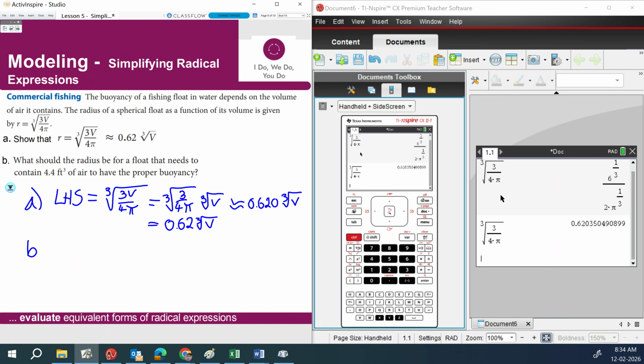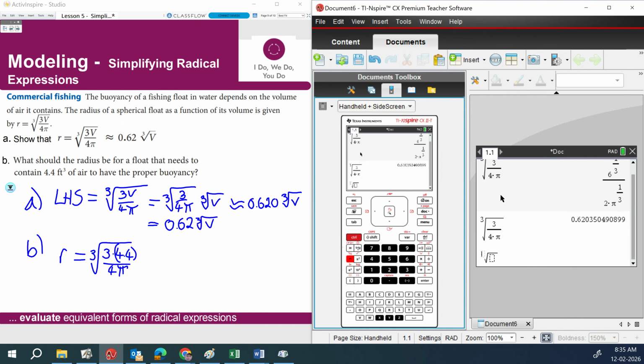For B, what should the radius be for a float needing 4.4? So we're going to try and find the radius when the buoyancy needs to be 4.4. Just simply putting it into our calculator: cube root, then calculate the fraction, 3 times 4.4 over 4 pi.